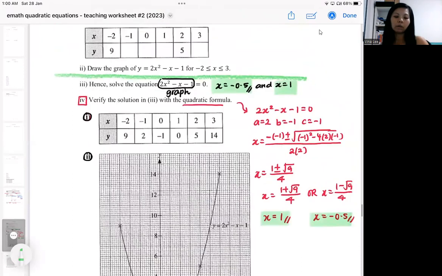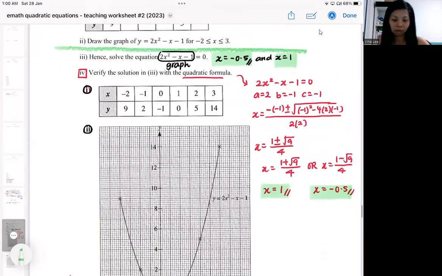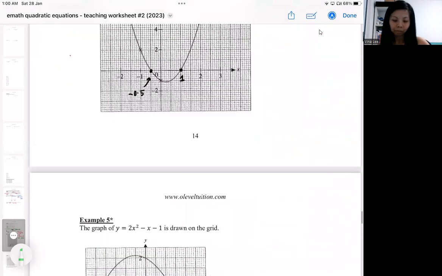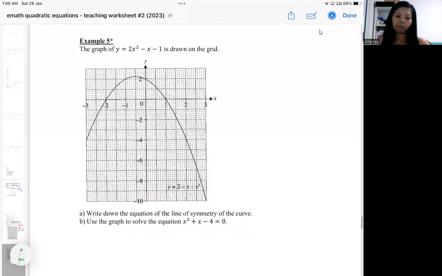So if you want to solve a quadratic equation from the graphical method, you just draw out the graph and the answer can be found on the x-intercept. Okay, so let's explore another question. This one, they kind of drew for you. For part A, they wanted the line of equation.